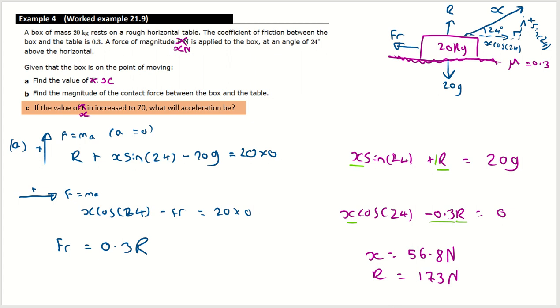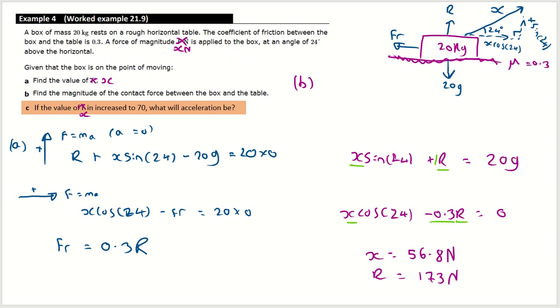Right, part B is to find the magnitude of the contact force. The contact force is anything that's a contact force of these two. Friction is only a force you get if you're in contact with a surface. Reaction is only something you get if you're in contact with a surface. So I'll do part B up here maybe.